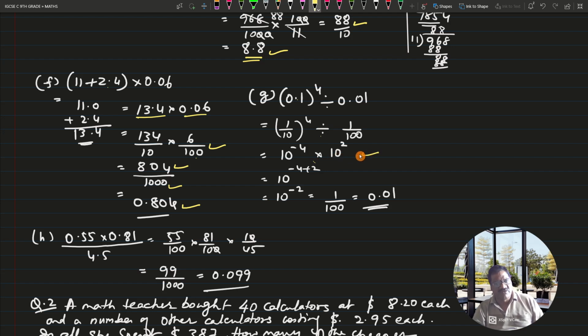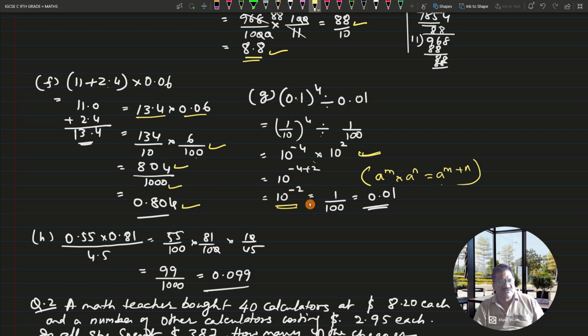Now we have to use your knowledge of exponents. We have 10 raised to minus 4 into 10 raised to 2, so what you can do is 10 raised to minus 4 plus 2. In exponents you have this law: a raised to m into a raised to n is equal to a raised to m plus n. This law you can use over here, and you will get 10 raised to minus 4 plus 2, which works out to 10 raised to minus 2.